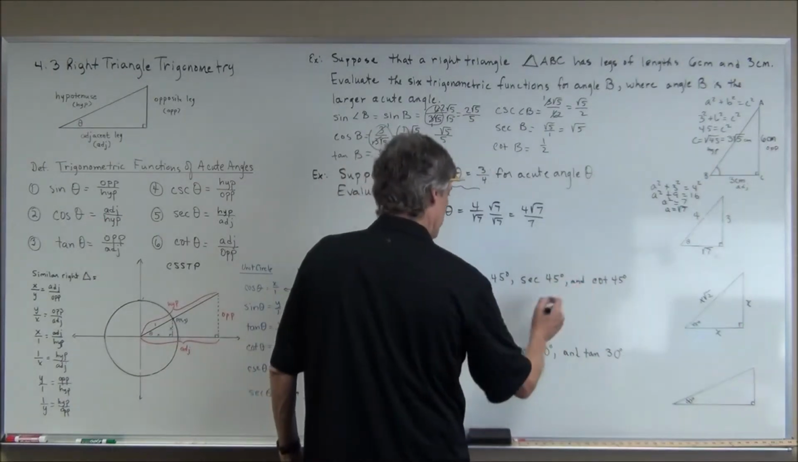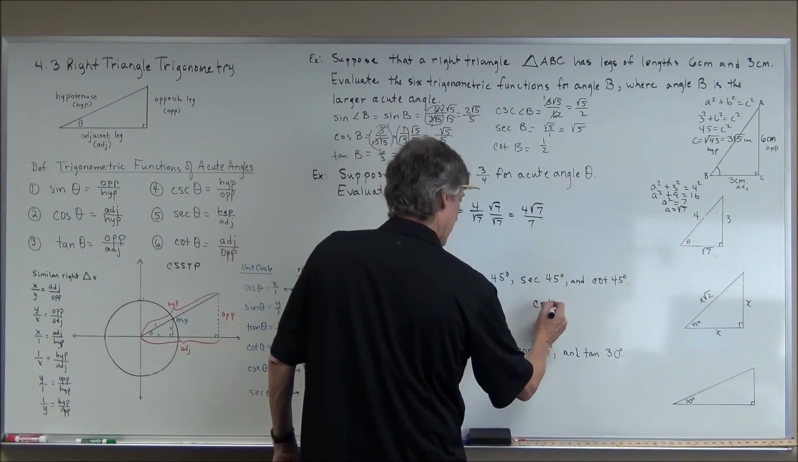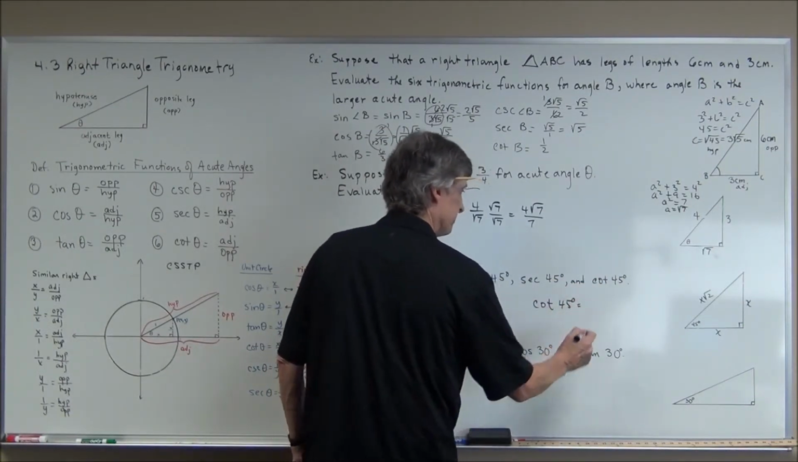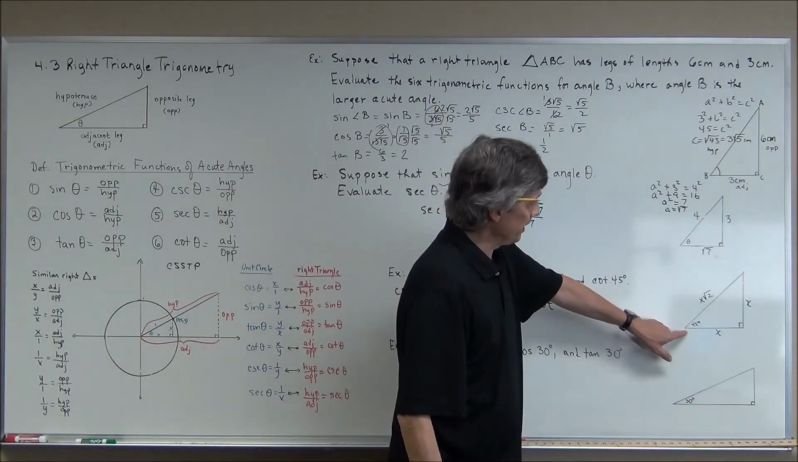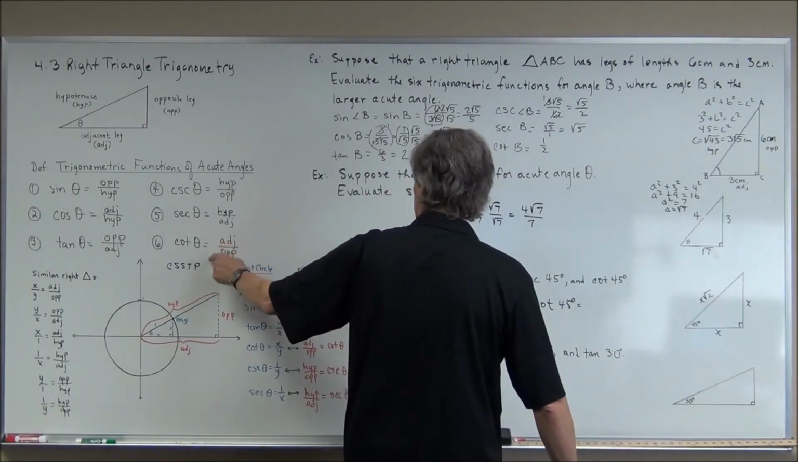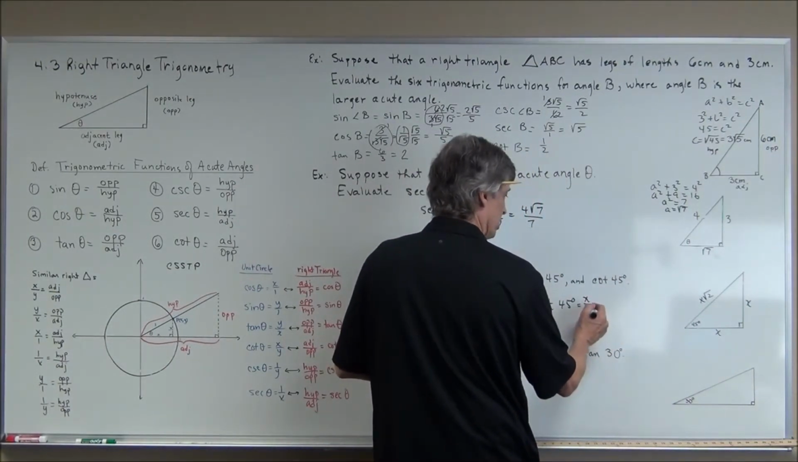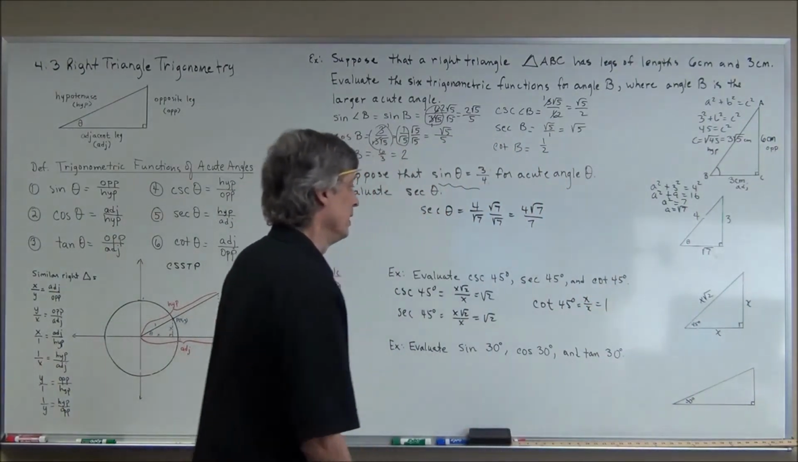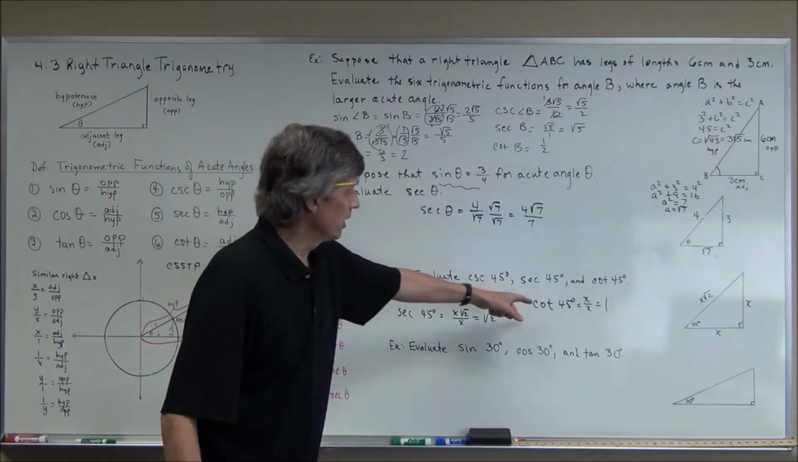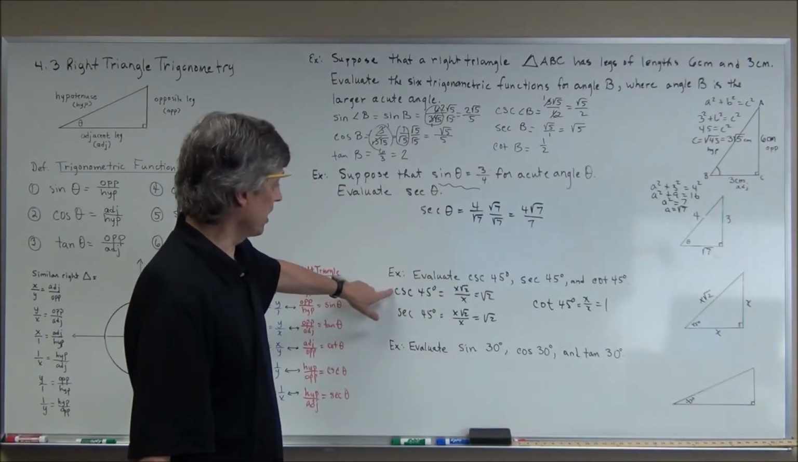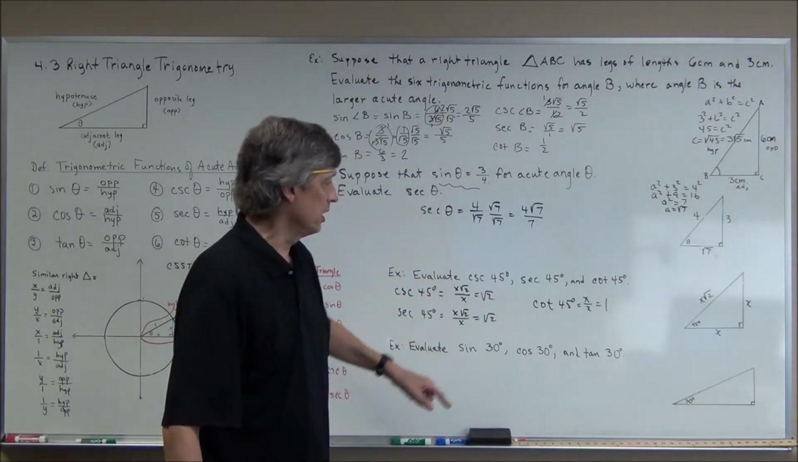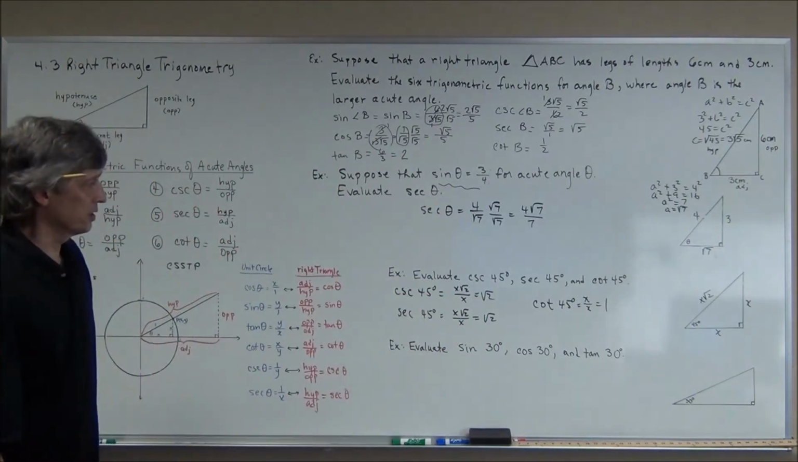And then the cotangent of 45 degrees would be the adjacent over the opposite. It would be x over x, or just 1. Now we can find their reciprocals. We could find the sine, the cosine, and the tangent by taking the reciprocals of these amounts.